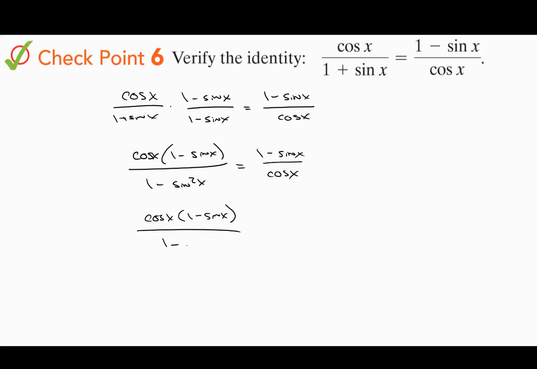So 1 minus, no, whoops, sorry. 1 minus sine squared is cosine squared, and that cancels with one of those. And so now I have 1 minus the sine over the cosine, which is where I want to go. Okay, so we were able to verify this using this technique that is similar to rationalizing the denominator.